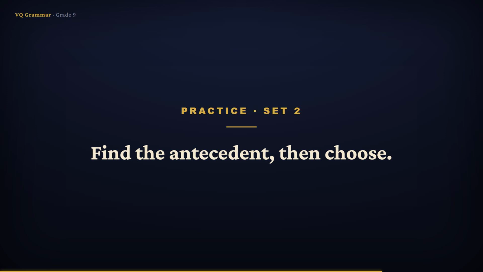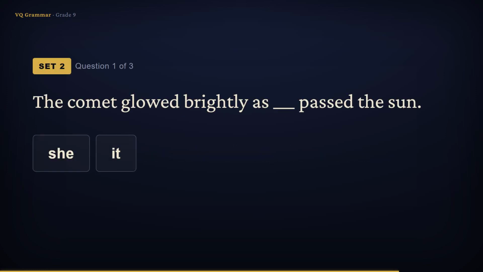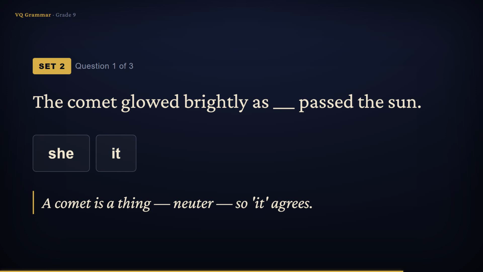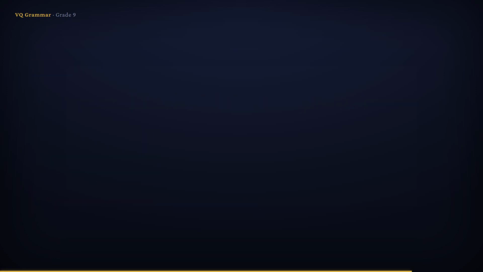In this second set, the antecedents come in different shapes: a thing, a group, a single person. Same job. Find the antecedent, decide its number and gender, and choose the pronoun that fits. Pause and try each before I answer. The comet glowed brightly as blank passed the sun. A comet isn't a he or a she. It's a thing, which makes it neuter. The only pronoun that fits is it, so the answer is it.